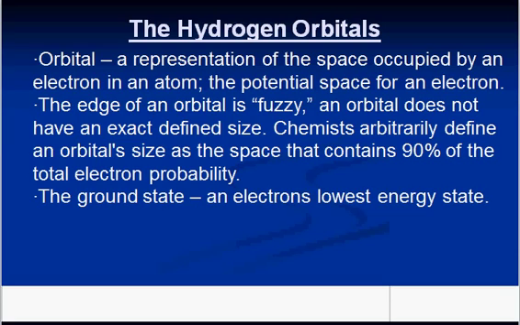The edges of an orbital are fuzzy. There's not a definite edge to these orbitals. It does not have a definite or an exact size. Chemists arbitrarily define an orbital size as the space that contains 90% of the total electron probability. So this is where we're 90% likely to find an electron. And then the ground state is an electron's lowest energy state.